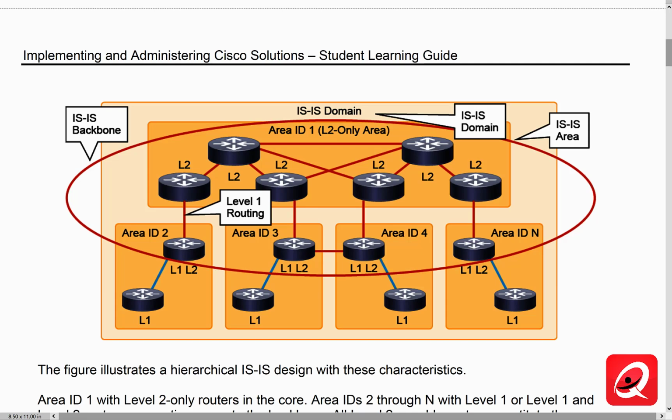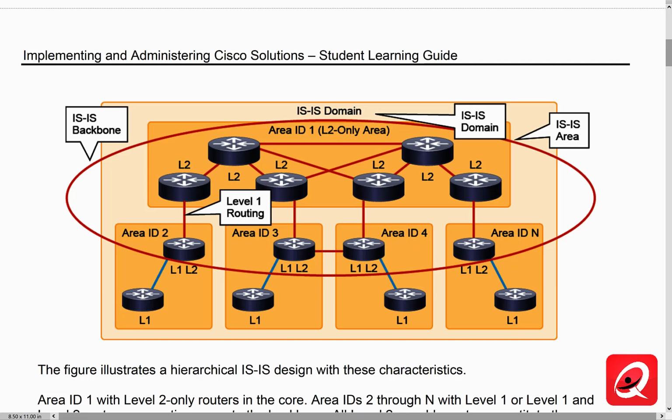So area ID 1 has level 2 routers only in the core. Area ID 2 through all of the rest of the areas have level 1 and level 2 routers that are connecting areas to the backbone. All of those level 2 capable routers make up that backbone for the network, and inter-area traffic has to cross the backbone. All of our L2 adjacencies are shown as red connections here, and the L1 adjacencies are shown as blue connections here. Is there a downside to running an L2-only area?